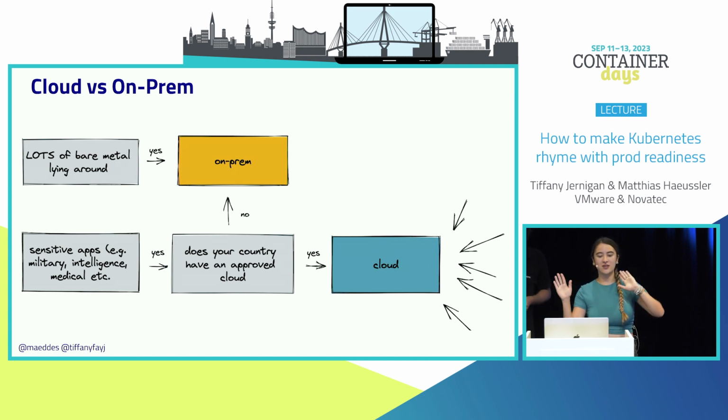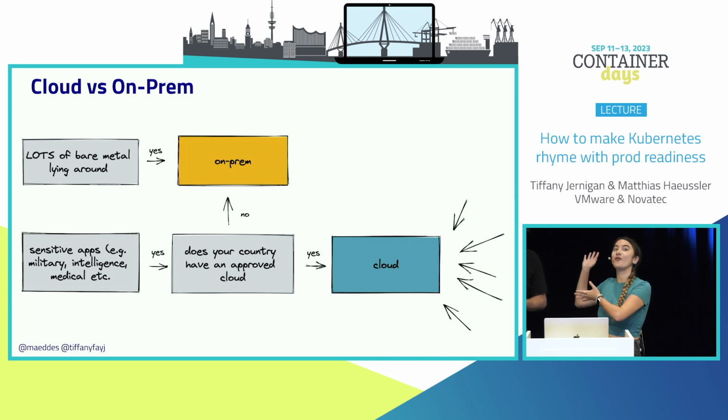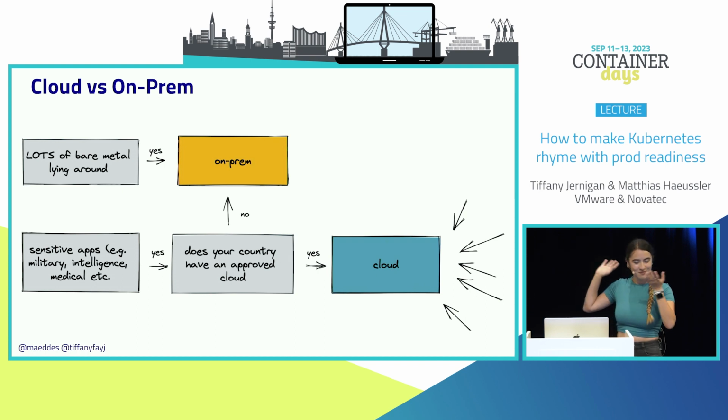So this is a little rough decision metric for choosing between running in the cloud versus running on-prem. This isn't necessarily all of the options that lead you somewhere, just potential ones. Say you have a ton of bare metal lying around, and I mean a ton, unless you have buckets of money, and if you do, please share. In that case, you probably want to do on-prem.